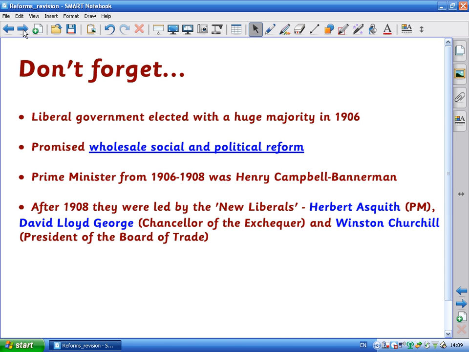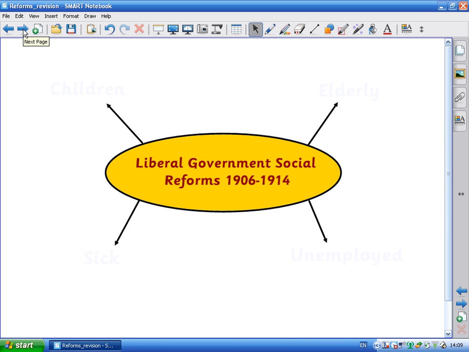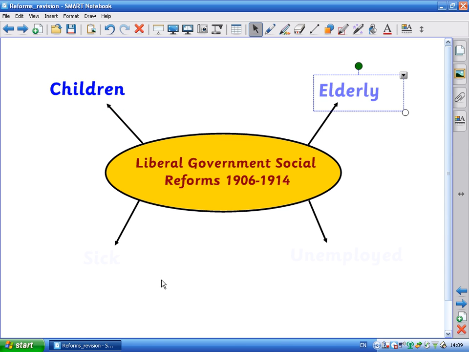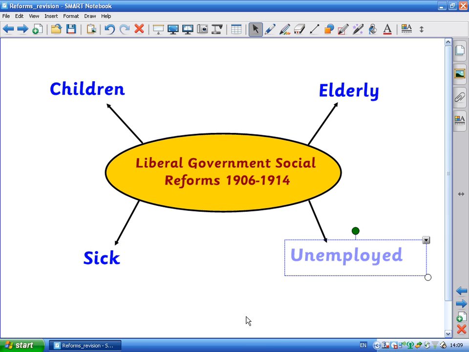Okay, so let's have a look at the reforms then. They were designed to help various groups of people in society: children, the elderly, the sick, and the unemployed. The Liberal government created various Acts of Parliament during these next few years which helped these areas of society in very specific ways.